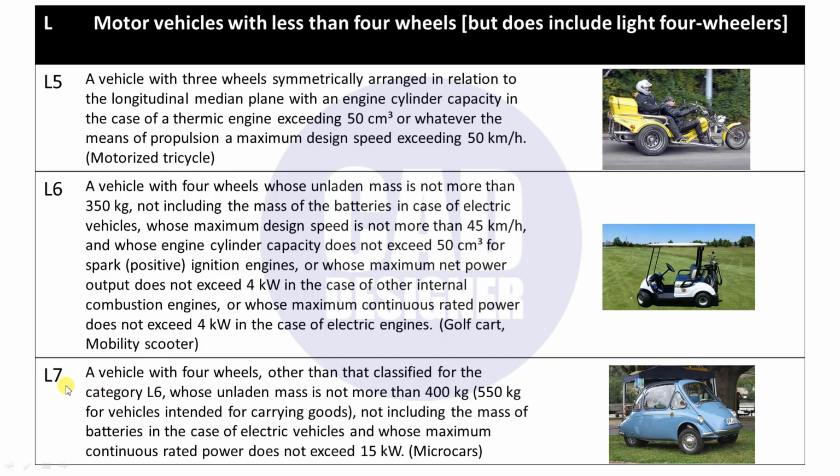Then the L7 category: a vehicle with four wheels, other than those classified in category L6, whose laden mass is not more than 400 kg. See this type of vehicle, micro cars, whose mass is up to 400 kg. The vehicles which do not fall in the L6 category come in the L7 category.